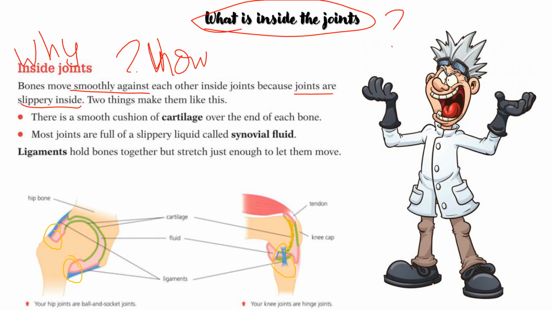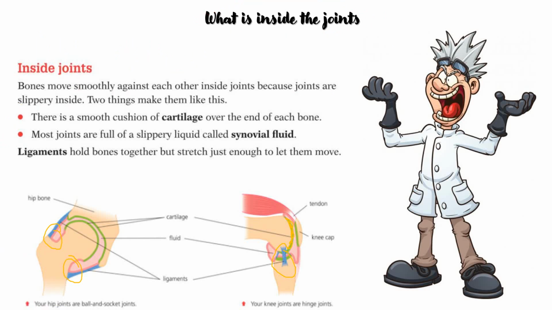Two things make them like this. So the first question's answer comes over here, and the second one comes over here. Now, as you can see, there is a smooth cushion of cartilage over the end of each bone. So if this is the bone, there is a small cartilage, a small cushion, and it is soft. So the thing which is at the end of our bone is known as cartilage.